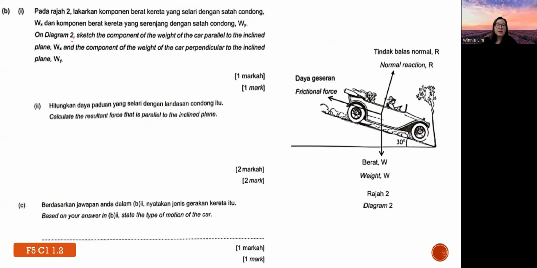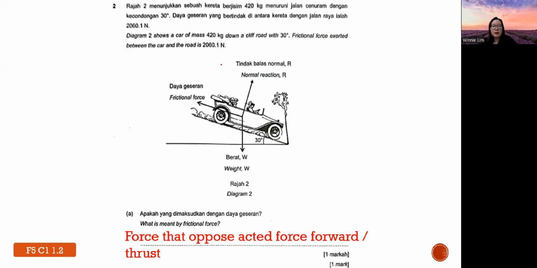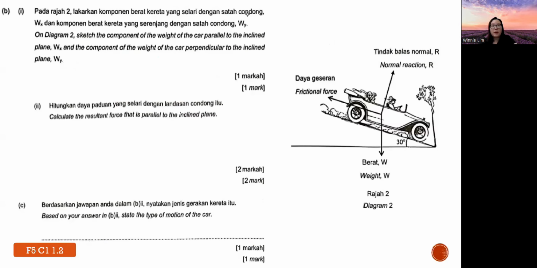Next, on the diagram, sketch the component of weight of the car parallel to the inclined plane, labelled Wx, and the weight of the car perpendicular to the inclined plane, Wy. This idea is under the context of resolution of a force. Before I label, we jot down some important information first. Just now we said the frictional force value is 2060.1. This is needed in the calculation later on.